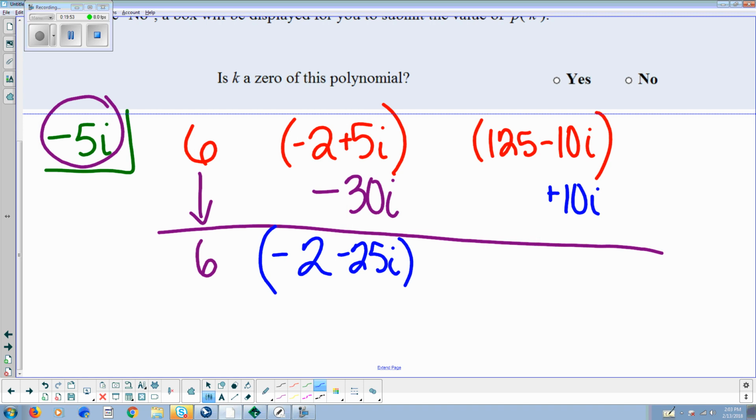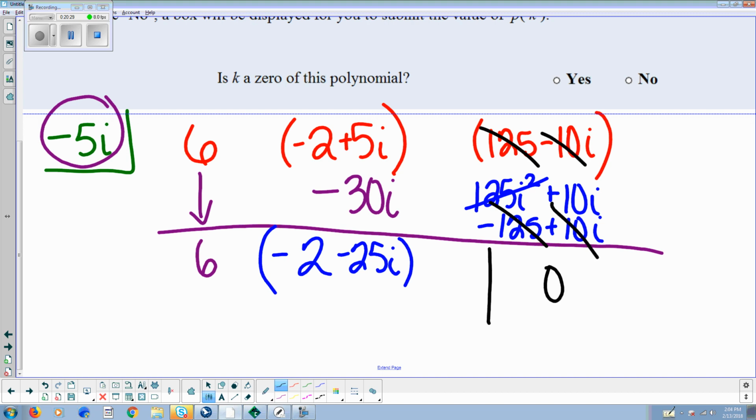And negative 5i times negative 25i is positive, let's see, 5 times 25 is 125i squared. 125i squared. And what do we know happens every time we get an i squared? We multiply by negative 1. So this essentially becomes negative 125 plus 10i. Add down, and you should find that 125 minus 125 cancels. Negative 10i plus 10i cancels. You're left with a remainder of 0.